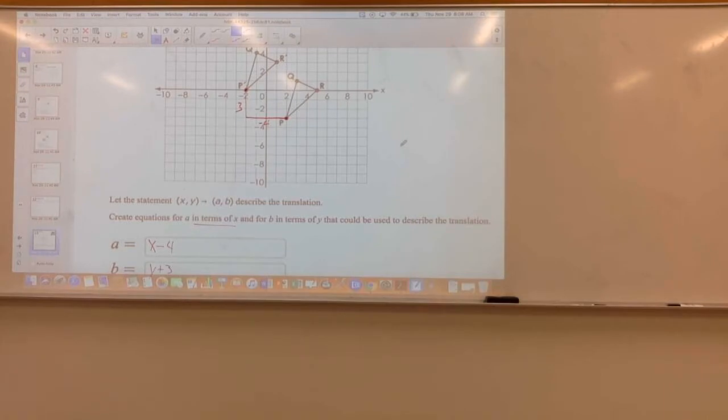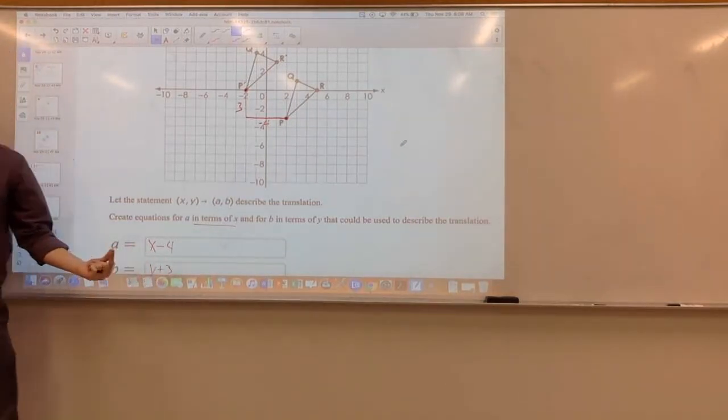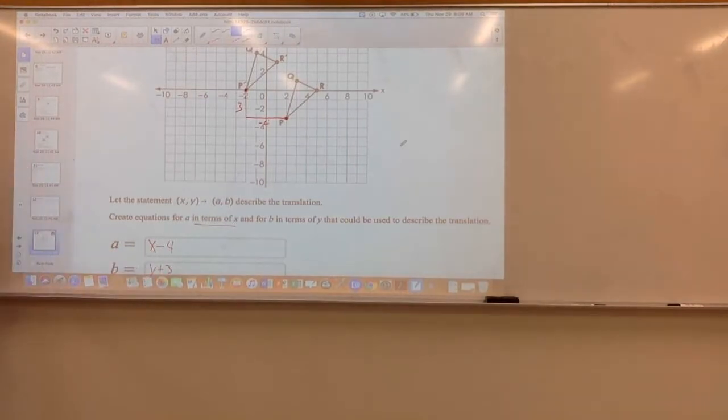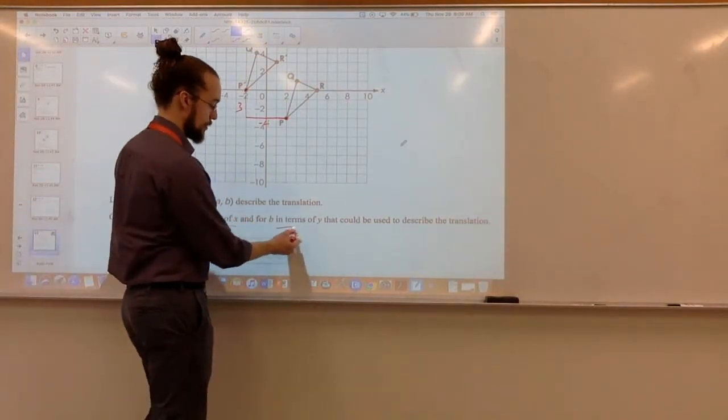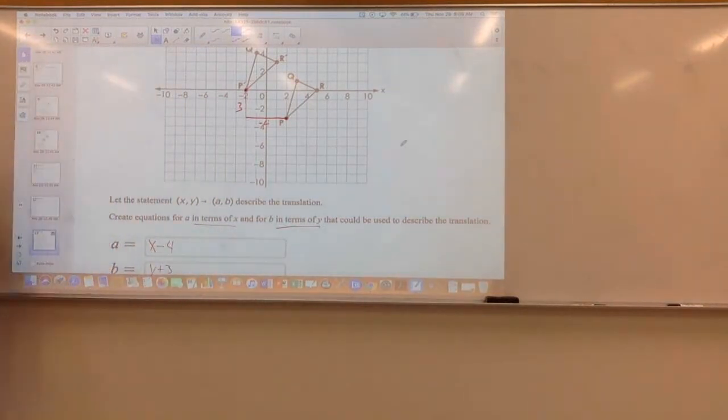Alright, now, they were kind of picky on this. If you just wrote negative 4 and just wrote 3, they marked that as wrong. Right? Rude. It's rude. I don't even know what they're doing. So, since they specified writing equations in terms of x and in terms of y, they did get picky in the answers. Right? How do we feel about transformations here?